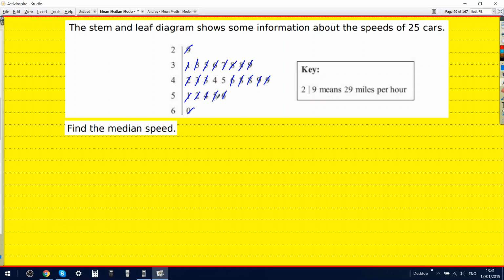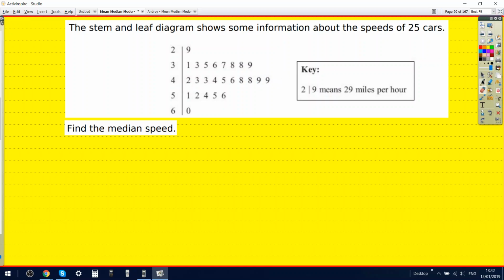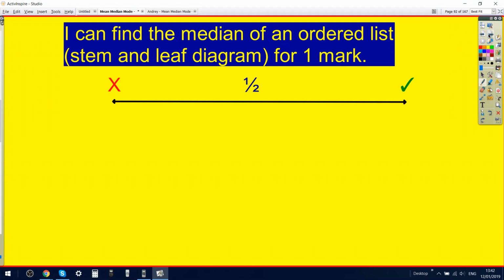Did I go wrong somewhere? I think I did. Doing it that way, you could get it wrong. Yeah, I did. So 25 plus 1 is 26, divided by 2 is 13. So I just went wrong. Right, it's the 13th one. Okay, I think I can do it.